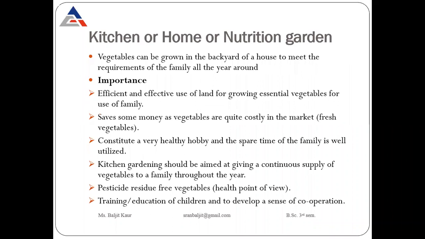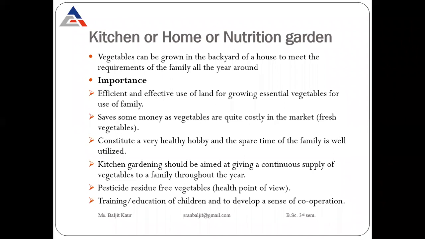So first one is the kitchen garden or home garden or nutrition garden, and this is known as nutrition garden because it is providing nutrition to our family. So vegetables can be grown in the backyard of a house to meet the requirements of a family all around the year, right? So in the kitchen garden, the spare area in a house can be utilized to grow vegetables, and it can meet the requirements of a family, right?